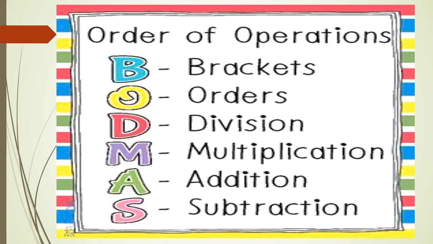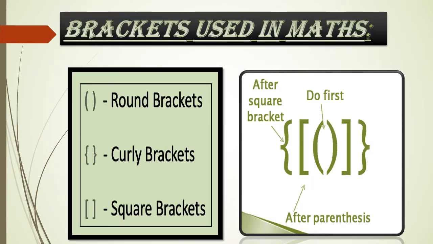Here we have brackets, order, division, multiplication, addition and subtraction. That is called the BODMAS rule. Do you know, my dear students? Brackets help us to solve problems involving two or more operations by telling us which part of the simplification is to be done first by grouping some numbers together. Therefore, brackets are also called grouping symbols.